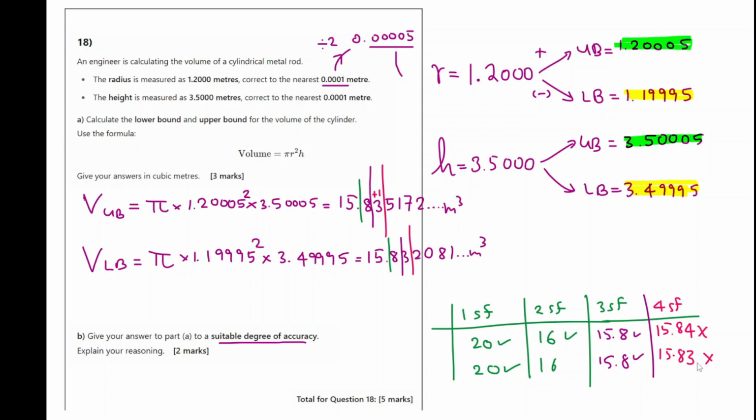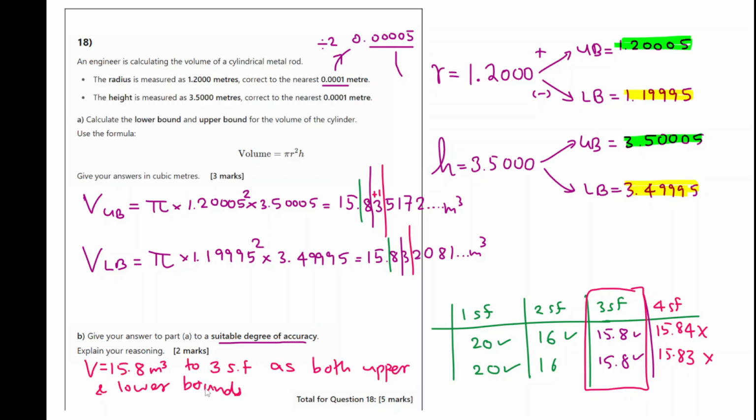So, you cannot go up to the fourth significant figure, but you go to the maximum number of significant figures where they do agree, and that would be this one here. So, to present the final answer, we can say the volume is 15.8 cubic meters to three significant figures, as both upper and lower bounds agree.